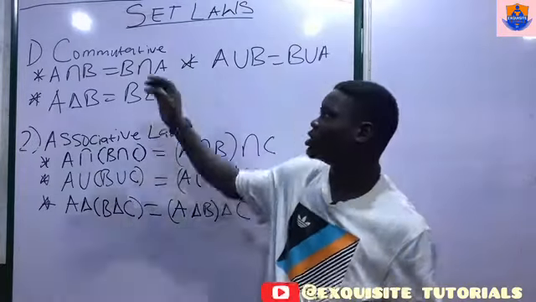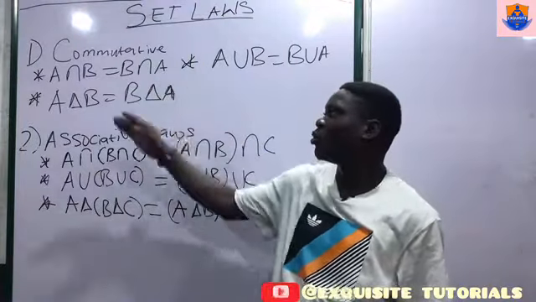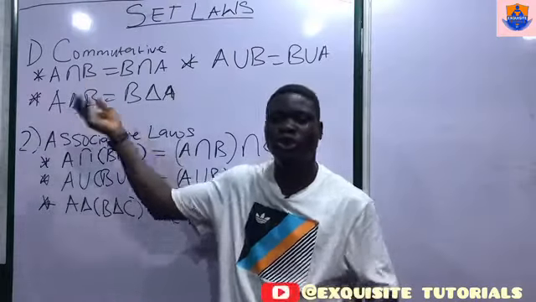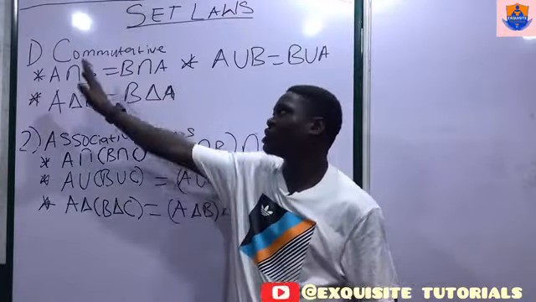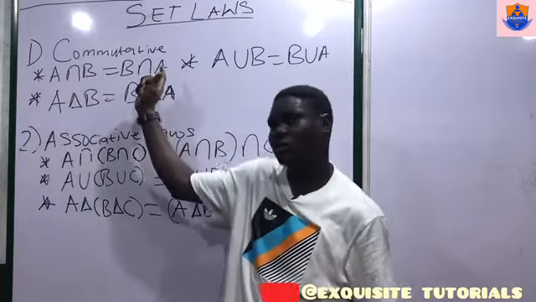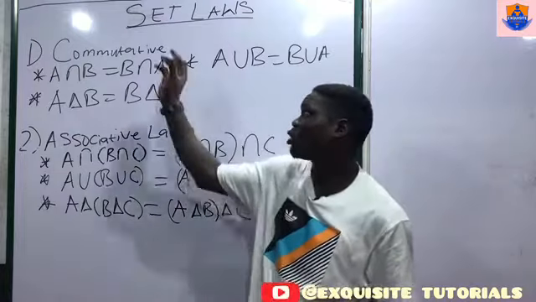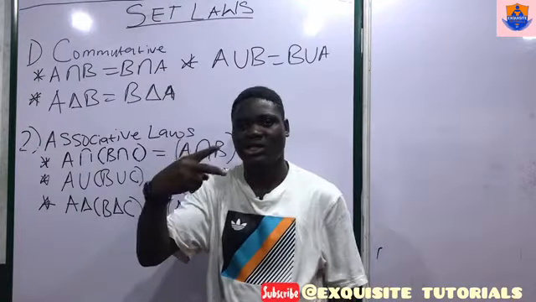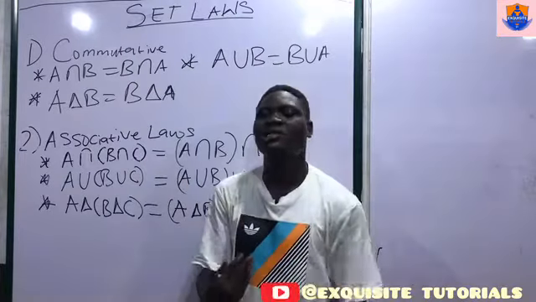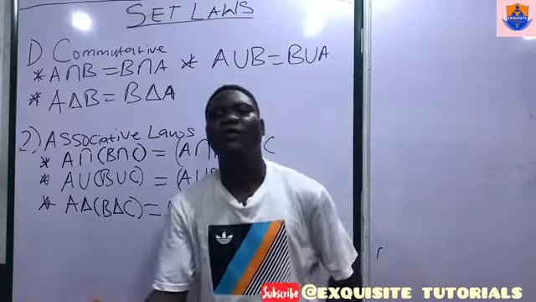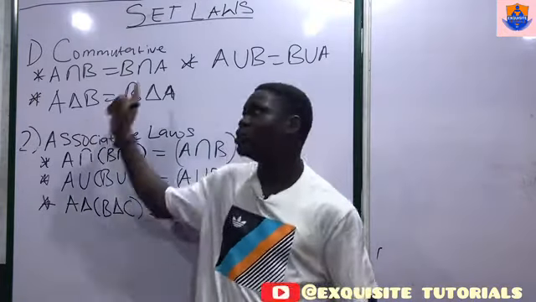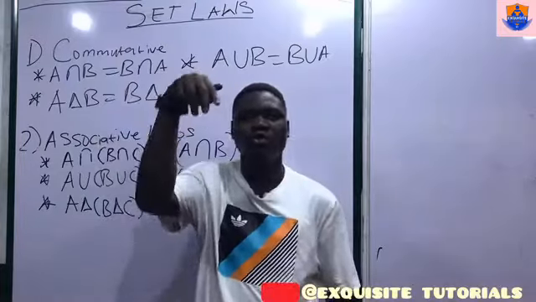So the first law is the commutative law. When you talk about commutative, we are saying if something is true when you change the order. Now we have A intersect B. Will it be true if I change the order to B intersect A? It's just like saying 1 plus 2 is 3. If I change it to 2 plus 1 instead of 1 plus 2, will it still give me 3? That's what commutative law is all about. You are comparing two things.